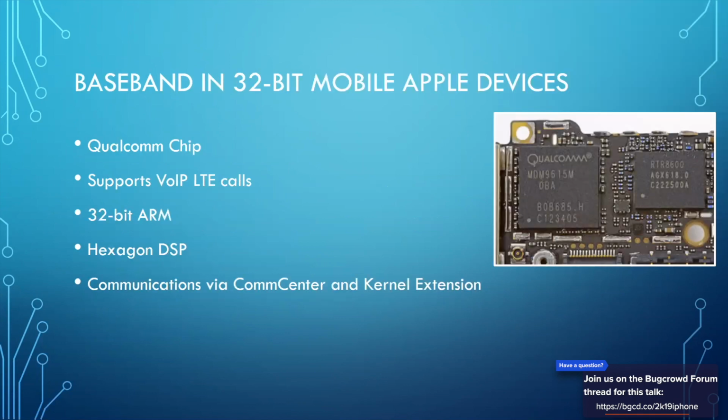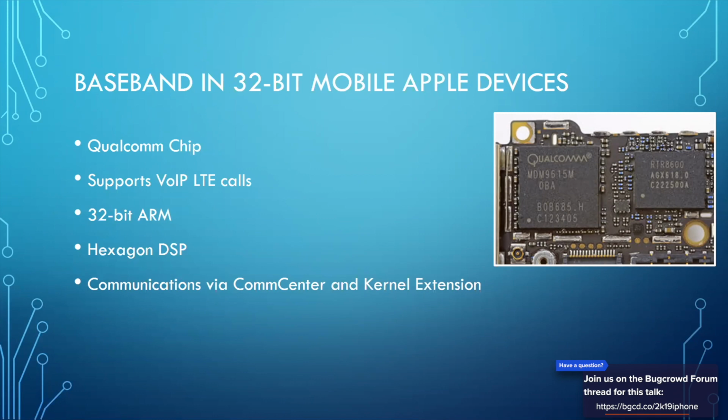The baseband in 32-bit mobile Apple devices is a Qualcomm chip in most cases. The oldest devices used Intel chips, but everything after the iPhone 3G pretty much uses a Qualcomm chip. One thing that was very special about such early chips from Qualcomm was that they supported voice over IP LTE calls.